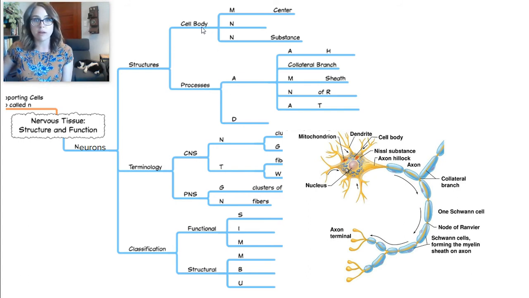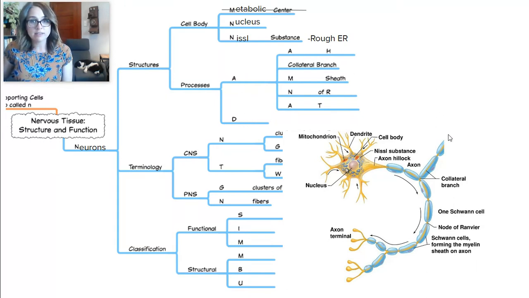So let's focus on the cell body for now. The first one, you don't have to know, but if you love filling out everything, it's called the metabolic center, meaning this is where all of the day-to-day work of the cell is. So you've got mitochondria, which are going to do making proteins and all those things your cells need to live. The nucleus, we know that's very important, where our DNA is found. And then the Nissl substance is just rough ER in the body. It's not super important, but you know that for the test though. They're just other organelles. Those are all the organelles in our cell body, basically.